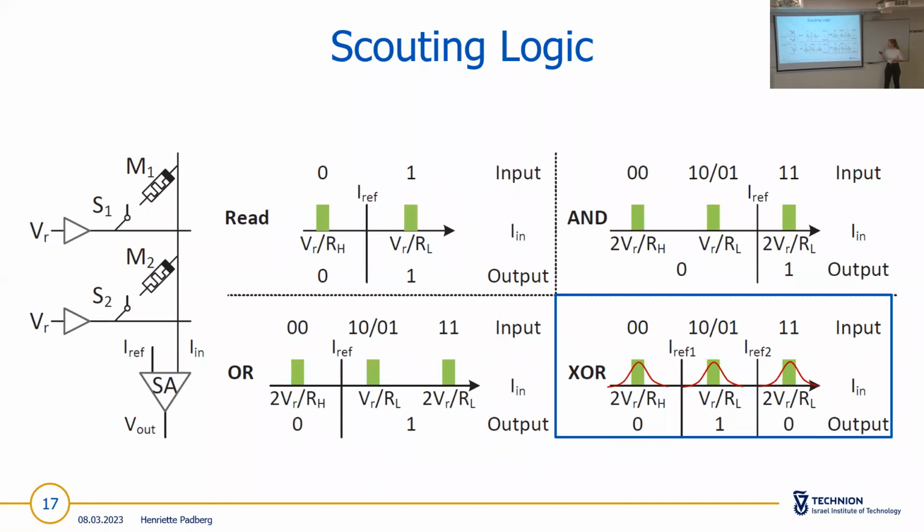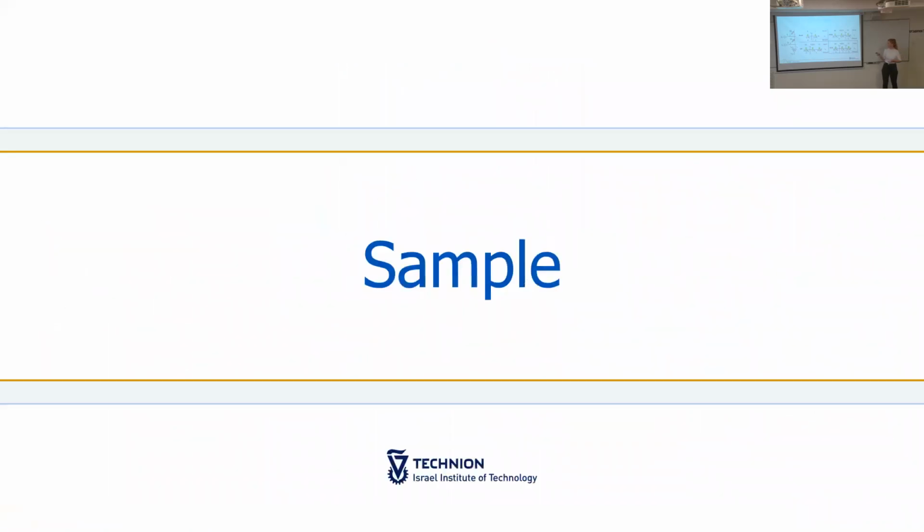And in reality, these shown current bars are not really bars. They are actually Gaussian distributions because of the variability of the cell and also the cycle-to-cycle variability. So what I will do in this work now is to show experimentally how the currents are distributed for each input state, and then place a reference current if possible, or say, okay, there's an overlap of the states, so there's no placing of the reference current possible. Okay, that was the theoretical background. And now I will go over to the experimental part, starting with the sample.